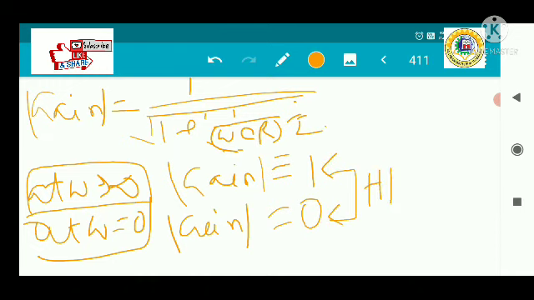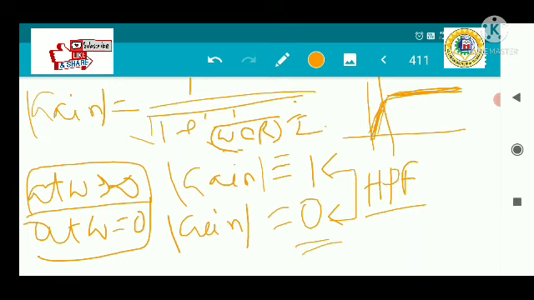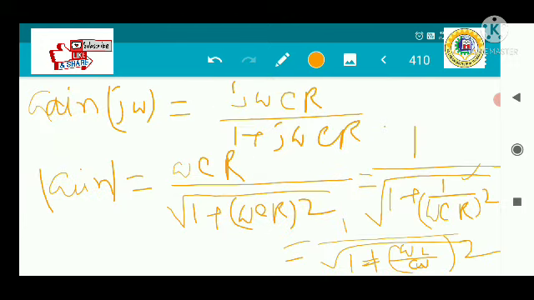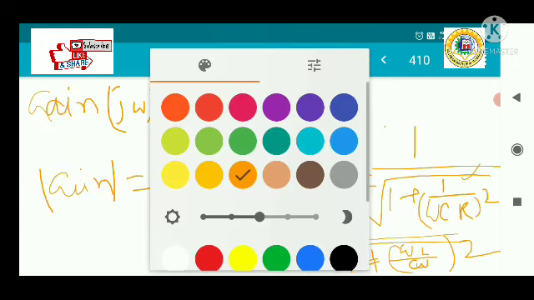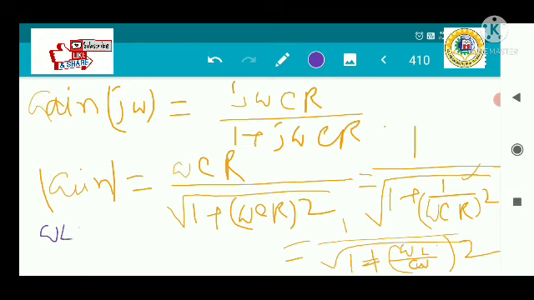I advise you to study the high pass filter. So the high pass filter characteristic is something like this. You block all the low frequencies, and after that it passes all the high frequencies. So you can see that the low frequency gain is 0 or very low, and the high frequency gain is 1 or the maximum. So if you compare this, omega L comes out to be 1 divided by RC.